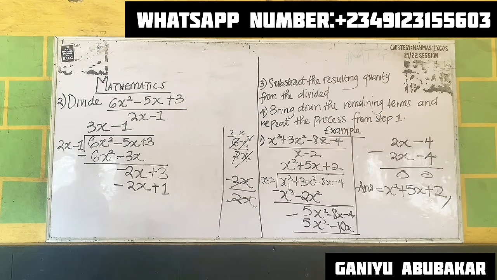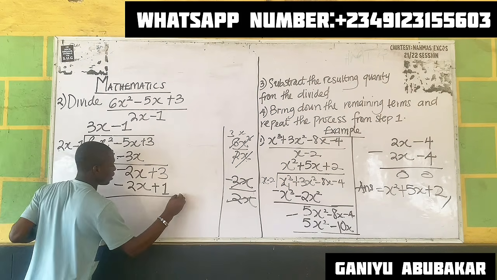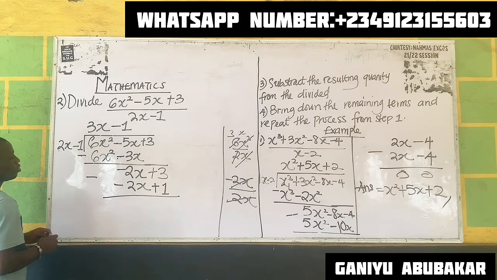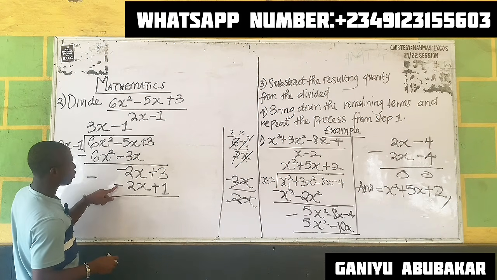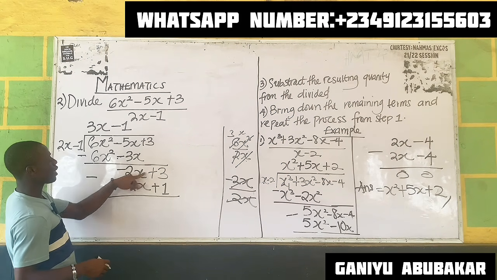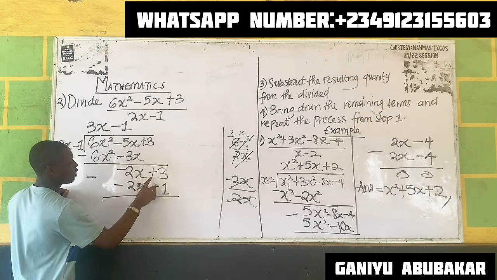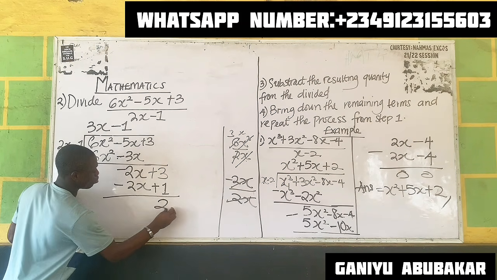Next task. Alright, I'm having this one here. So we say subtract it again. You subtract them. So observe this. Minus gives you plus. So minus 2x plus 2x, that's 0. So minus plus gives you minus. So plus 3 minus 1 gives you 2.